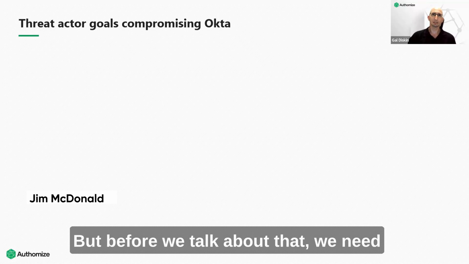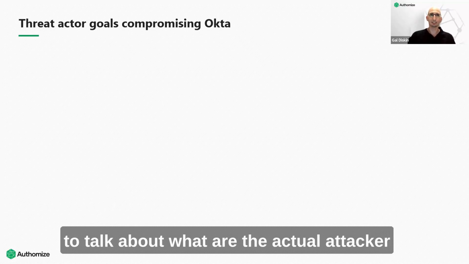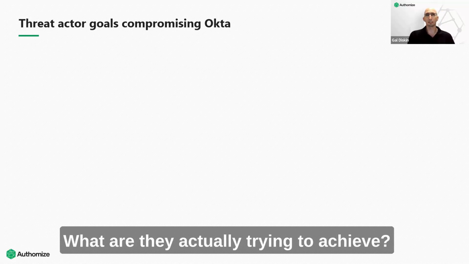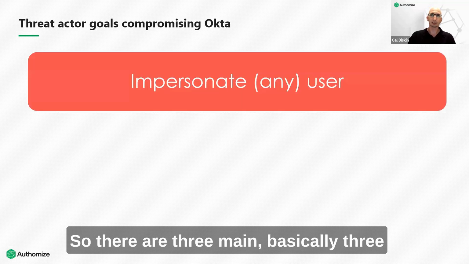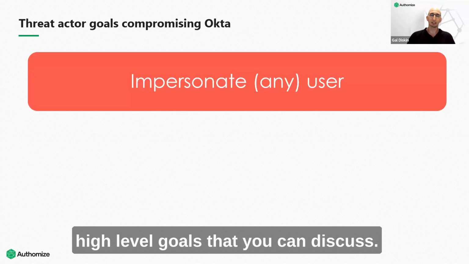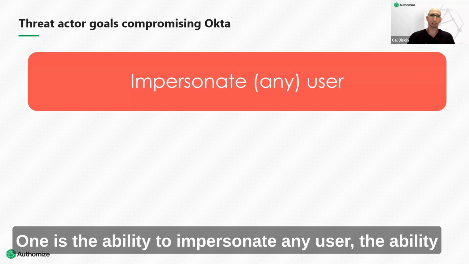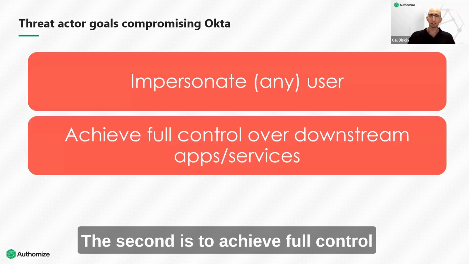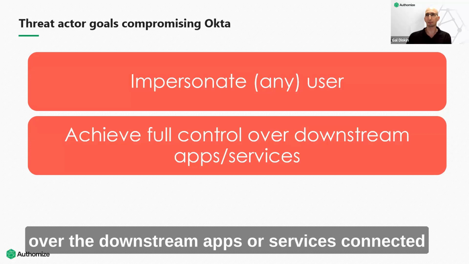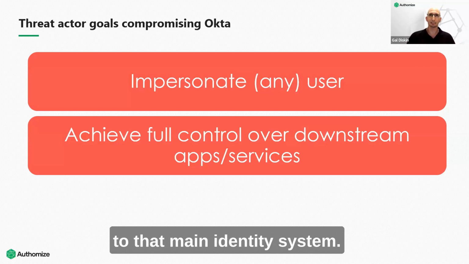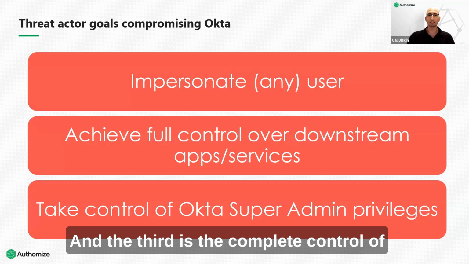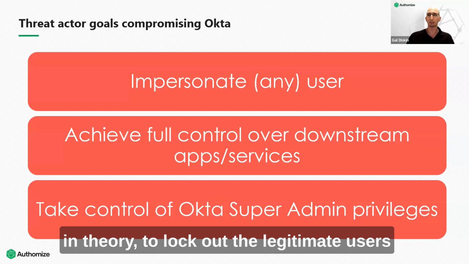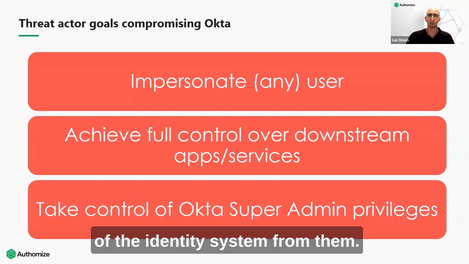But before we talk about that, we need to talk about what the actual attacker or threat actor goals are when they come in and compromise Okta. From the initial access, what are they actually trying to achieve? There are three high-level goals that you can discuss. One is the ability to impersonate any user, the ability to log into any user account in the identity system. The second is to achieve full control over the downstream apps or services connected to that main identity system. And the third is the complete control of the Okta superadmin privileges, allowing the attackers, in theory, to lock the legitimate users of the identity system out of it.